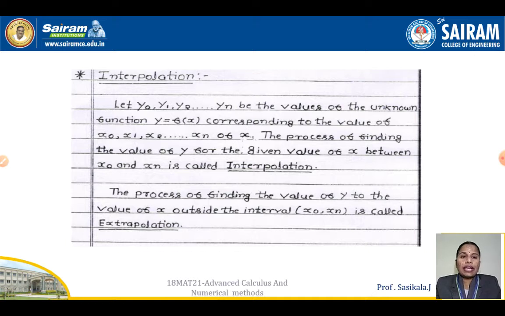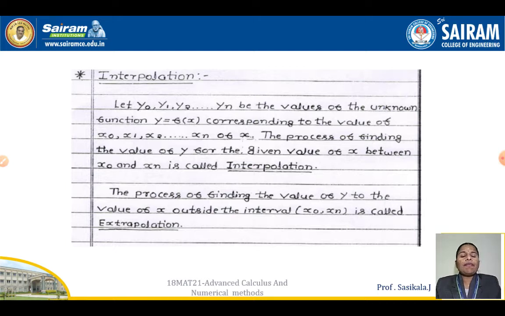It is denoted by h. If h is equal, that means the same interval holds for every difference of x values from x0 to xn, we say it is an equal interval. If the difference differs between x0 to x1 and x1 to x2, and so on, in the set of x0 to xn values, we say it is an unequal interval. In this video we are going to see only equal interval problems.